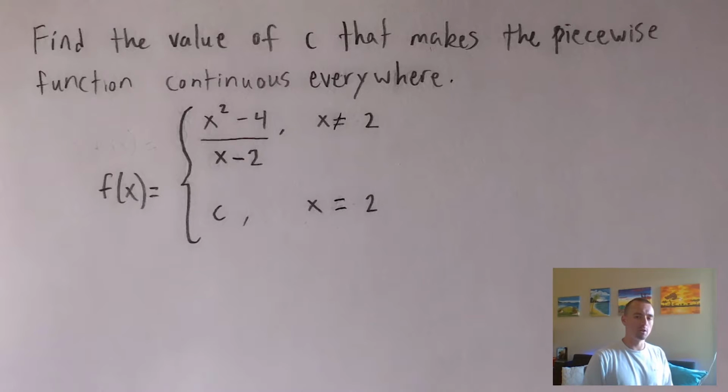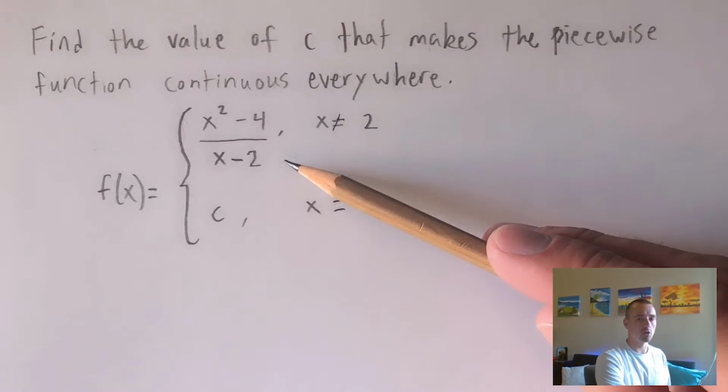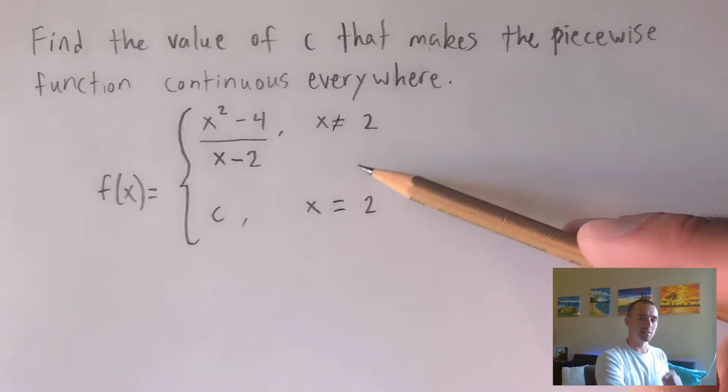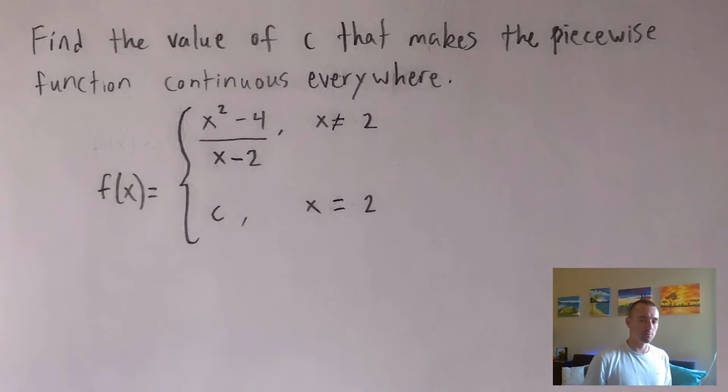So here's the problem we're going to be going over today. We're going to find the value of c that makes this piecewise function continuous everywhere. We have this piecewise function where we're using the function (x squared minus 4) over (x minus 2) whenever x is not 2. And then when x is 2, the output of our function will just be whatever c is.